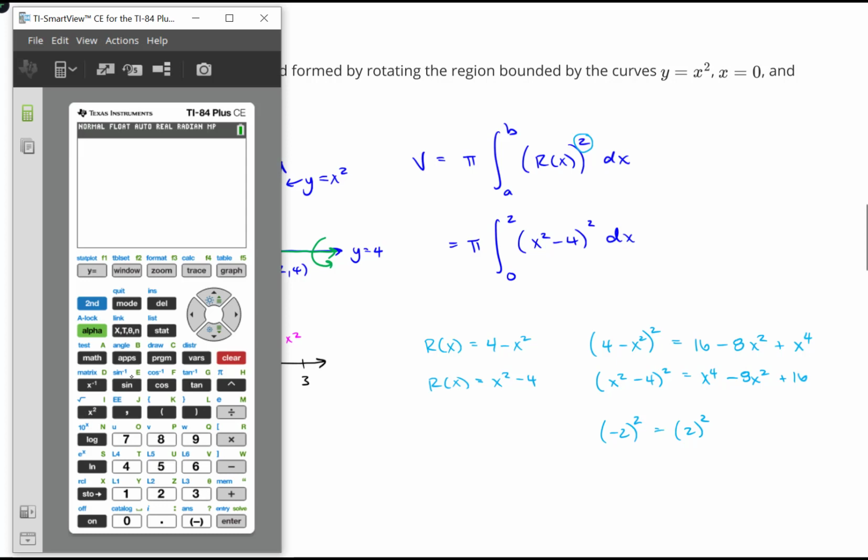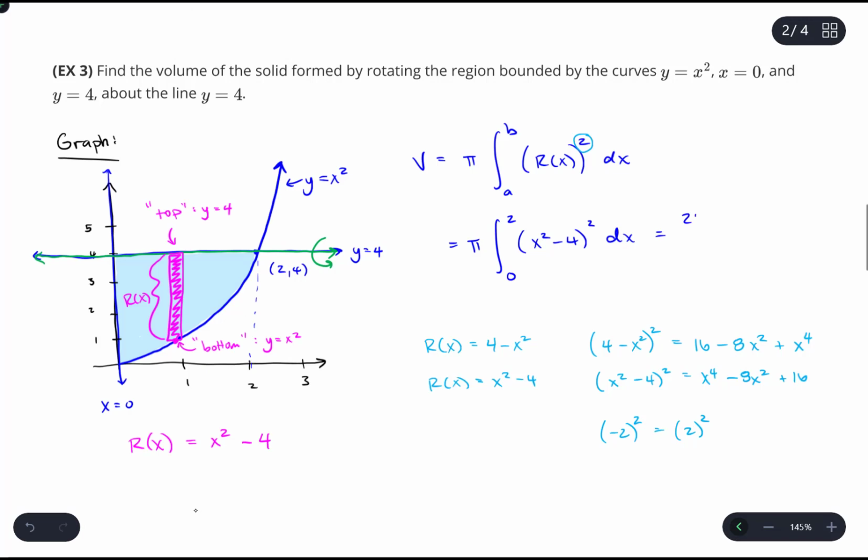Okay, so let's see. Math 9, going from 0 to 2, and here I need to be careful. I need an inner set of parentheses, so x squared minus 4 quantity squared dx, and that gives me this value, which I can change into a fraction of 256 over 15. So this is going to be 256 pi over 15. And there we have it.